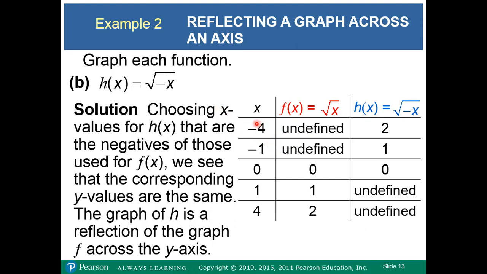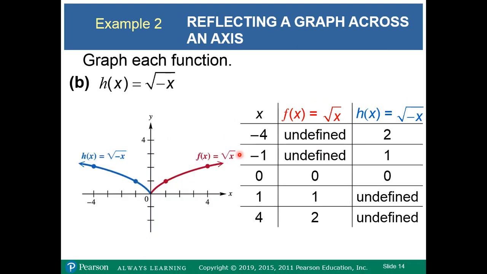And you see, in this case here, when x is -4, it's undefined. But when it's taking the opposite value, it becomes 2. So here, 4 was 2, and -4 is undefined, but now here, -4 is 2, and 4 is undefined. So it flips across the y-axis. And this is what it looks like. So here's our graph, and it flips across the y-axis and becomes this one.